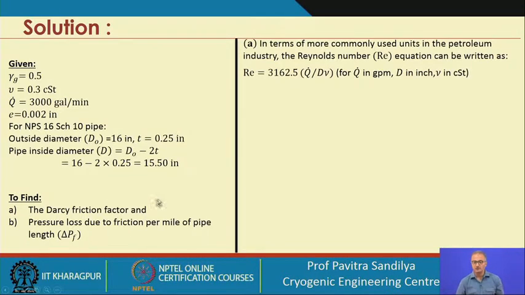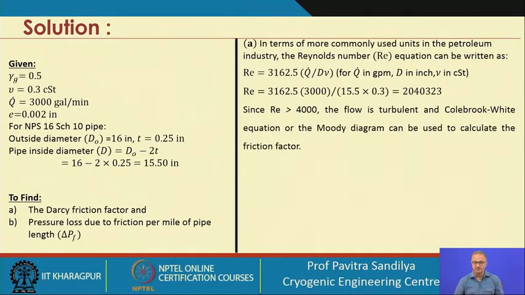So, what we do? First we find out the Reynolds number. Okay. And for this Reynolds number, this particular constant value is taken for Q in GPM, D in inches and nu in centistokes. That means whatever values we have been given, those values are compatible with the particular expression for the Reynolds number. So, we do not need to change much, we simply put those values and get the value of the Reynolds number, and we find that it is much more than 4000, that is, the flow is fully turbulent.